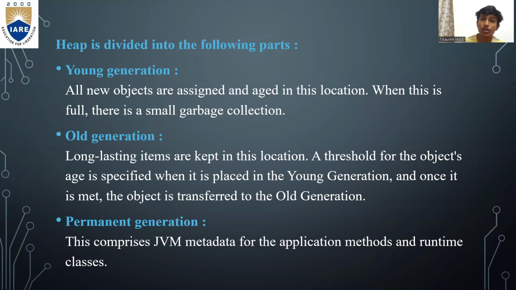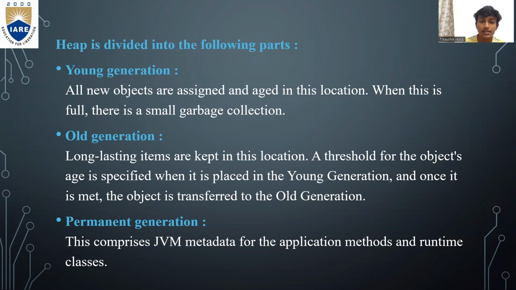Next, heap is divided into the following parts. First one is young generation. Let's get the deeper definition of the young generation. All new objects are assigned and aged in this location. When this is full, there is a minor garbage collection. Old generation: long-lasting items are kept in this location. A threshold for the object's age is specified when it is placed in the young generation, and once it is met, the object is transferred into the old generation.